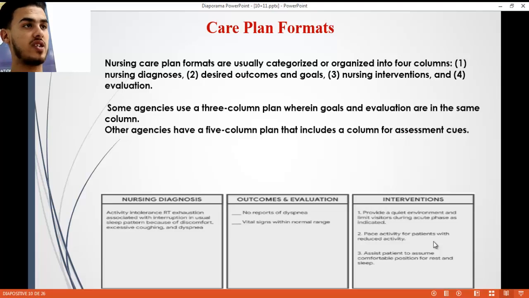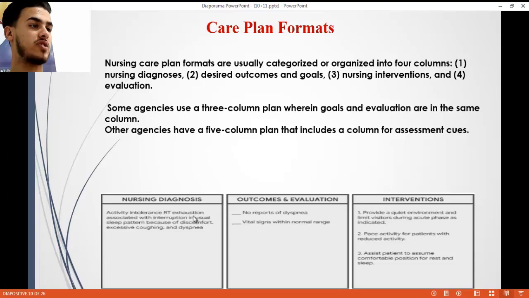So, we will see some care plan formats. Nursing care plan formats are usually organized into 4 columns: nursing diagnosis, desired outcome and goals, nursing intervention, and evaluation. Or it can contain 3 columns. So we have many types. Some agencies use a 3-column plan wherein goals and evaluation are in the same column. Other agencies have a 5-column plan that includes a column for assessment cues.